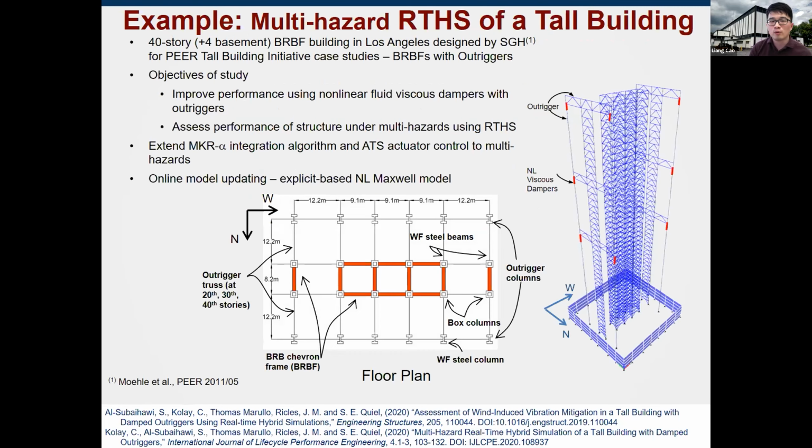Here I would like to show you examples of 3D multi-hazard real-time simulations of tall buildings. This is a 40-story building, also including 4-story basements, in Los Angeles. They consist of a BRB frame in the east-west direction. In the east-west direction, the BRB frame was equipped with outrigger columns. And also in the middle, we have a BRB frame too.